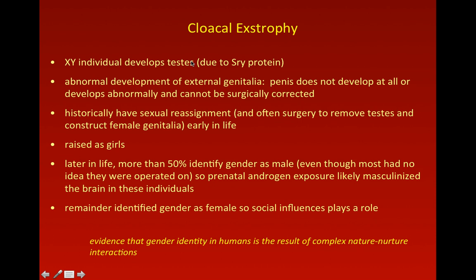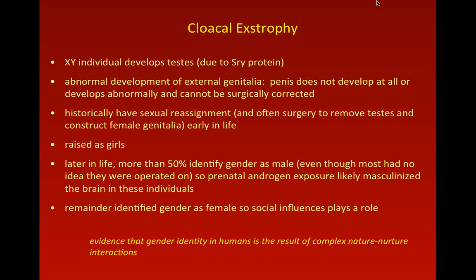Typically, with the SRY protein and the testes and secretion of testosterone, you should end up with male external genitalia, a penis, a scrotal sac with the testes. In the case of cloacal exstrophy, the penis doesn't develop at all or develops abnormally and can't be surgically corrected because of all of the complex ductwork.